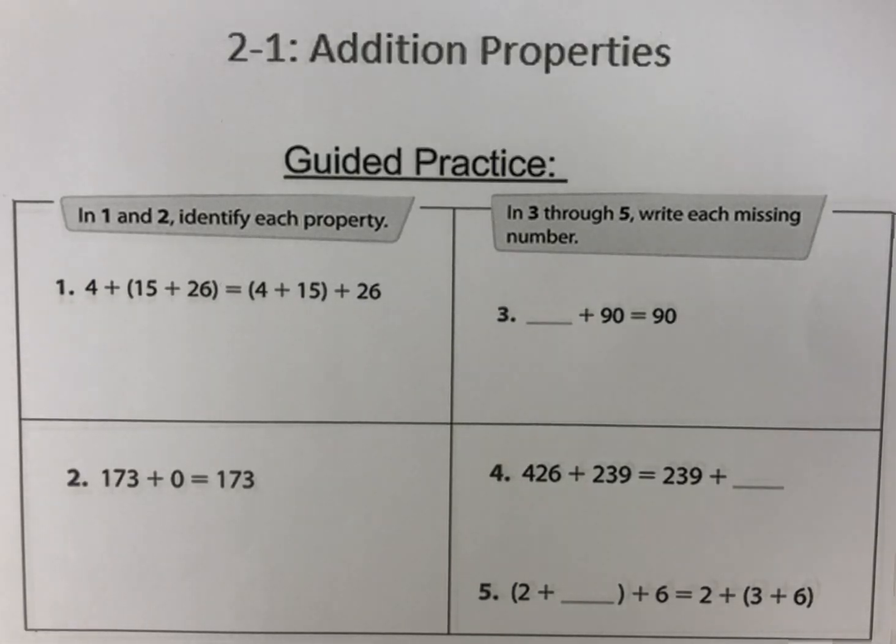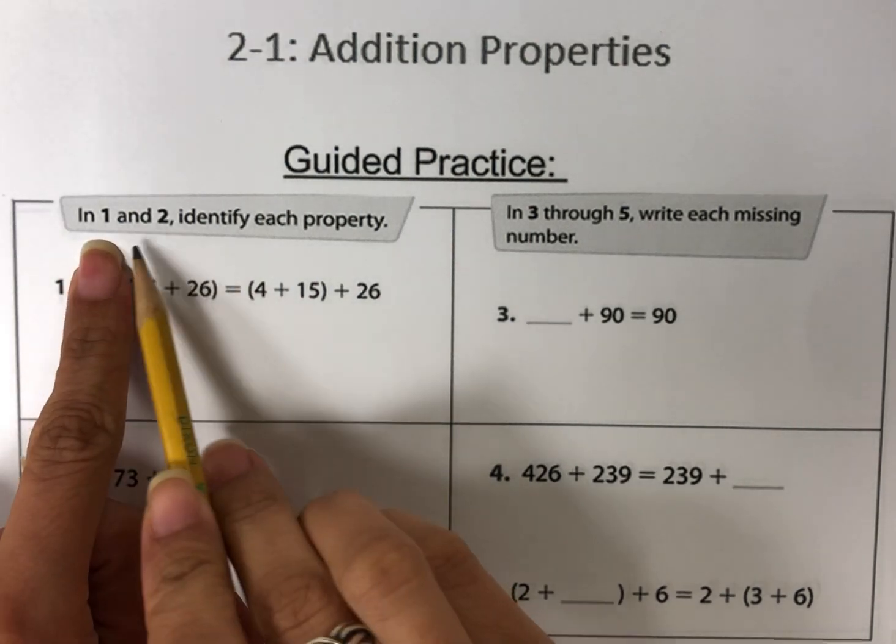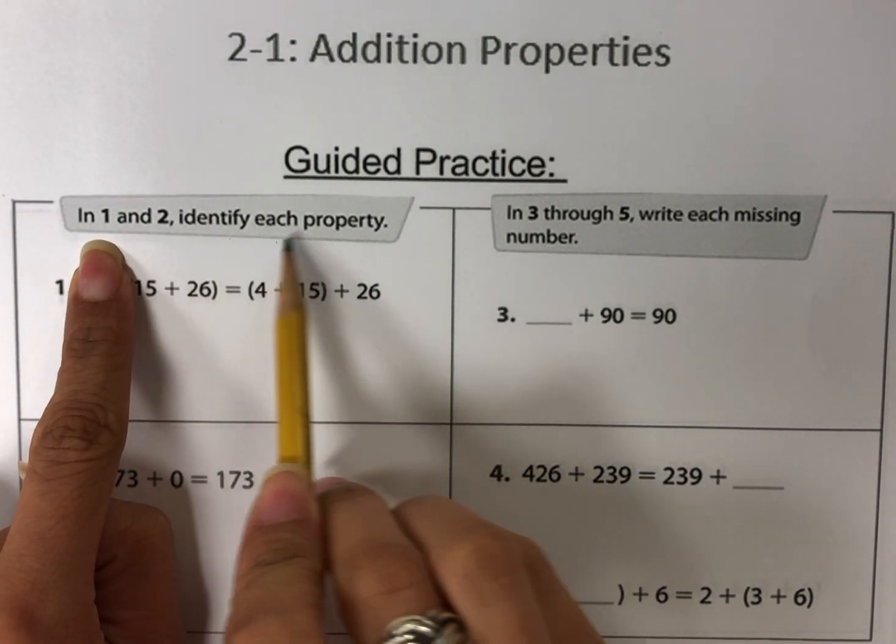This is the guided practice portion for lesson 2-1, addition properties. In third grade, we focus on 3 addition properties: the commutative, also known as the order property of addition, the identity zero property of addition, and the associative grouping property of addition. So we're going to go through those types of properties and see what they look like in number sentences or in equations, okay? So in 1 and 2, identify each property.